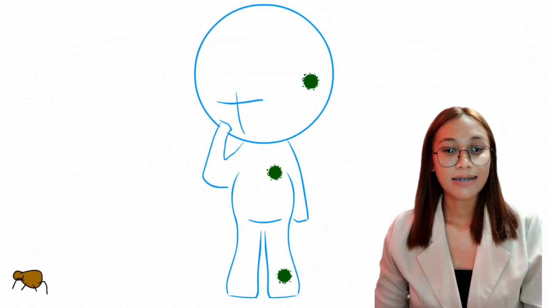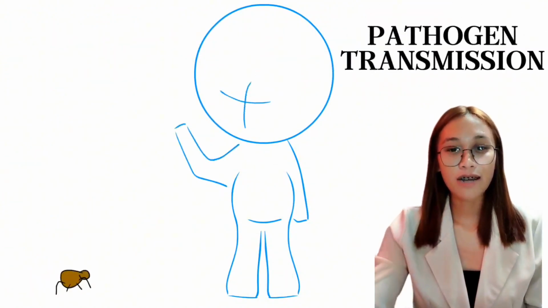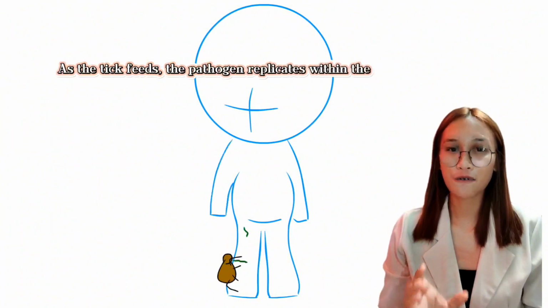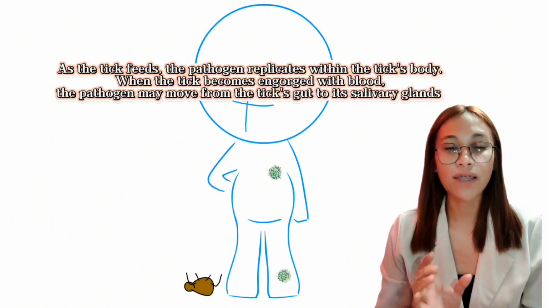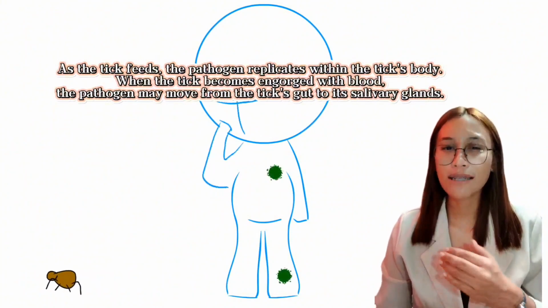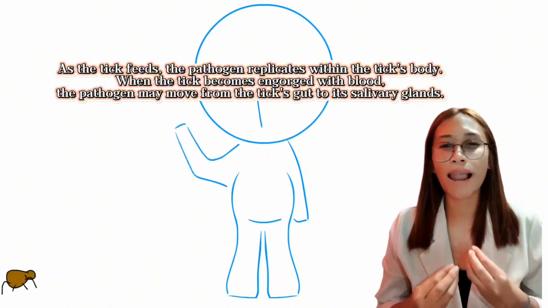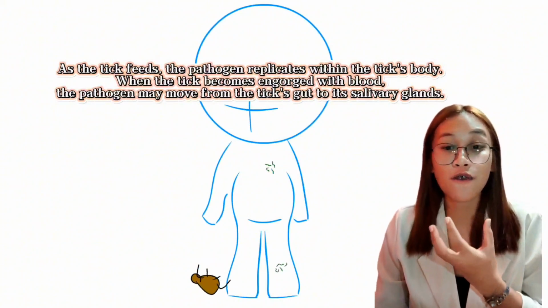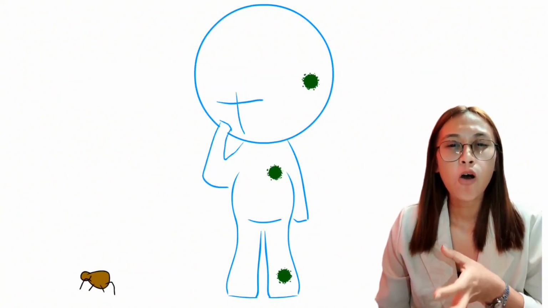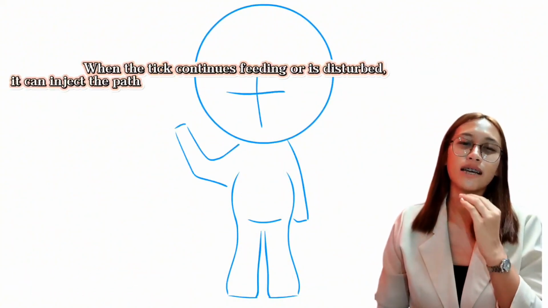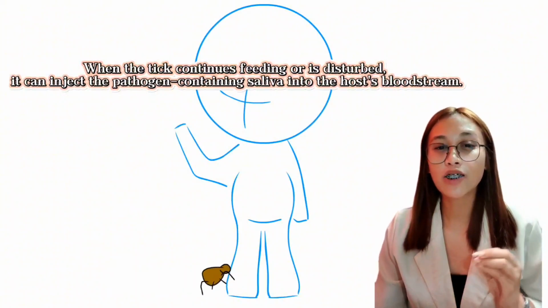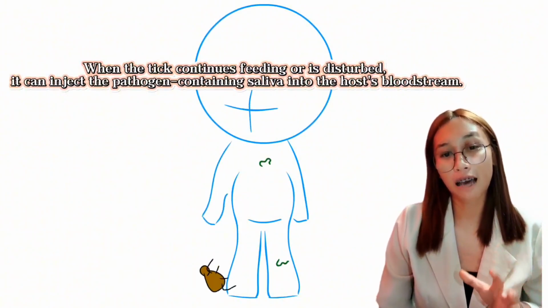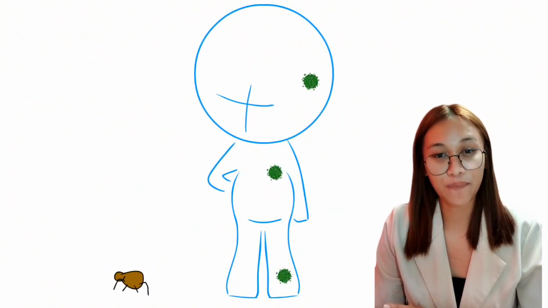feeding. Second, pathogen transmission. As the tick feeds, the pathogen replicates within the tick's body. When the tick becomes engorged with blood, the pathogen may move from the tick's gut to its salivary glands. When the tick continues feeding or is disturbed, it can inject the pathogen-containing saliva into the host's bloodstream.